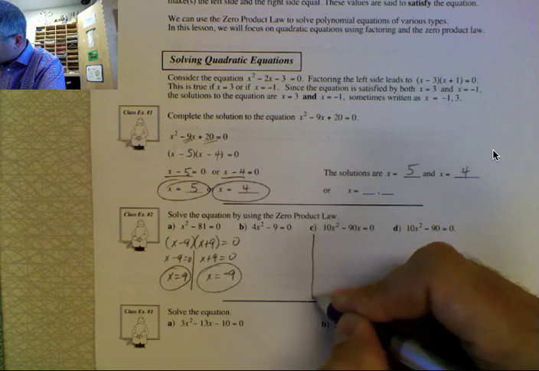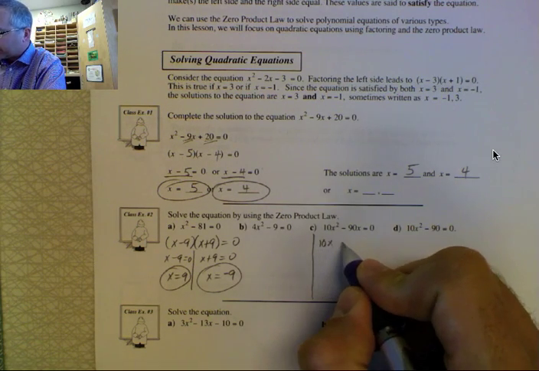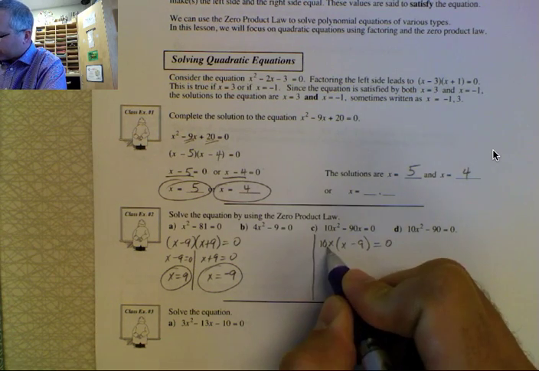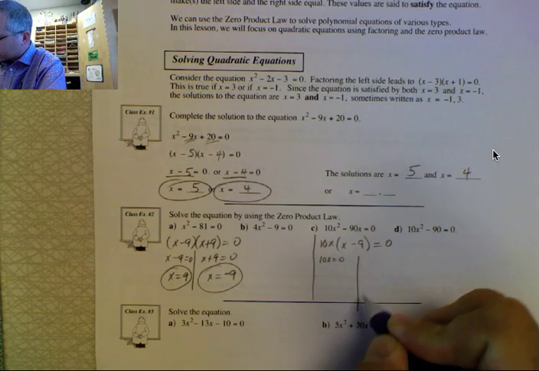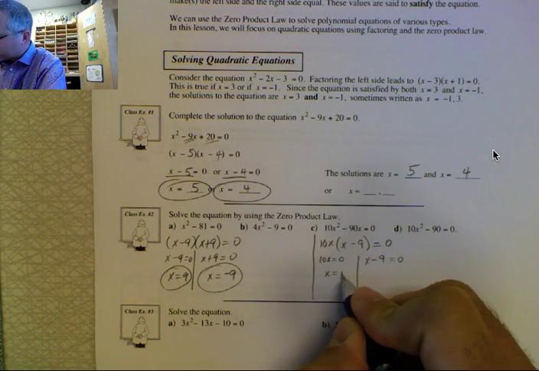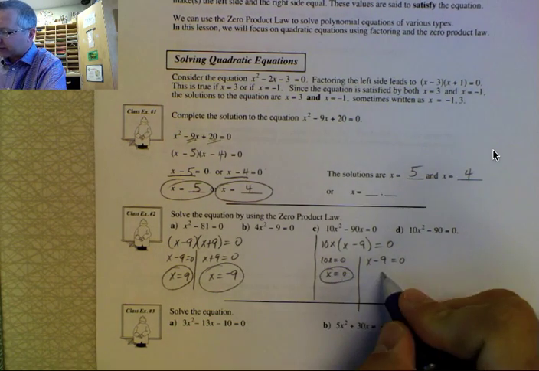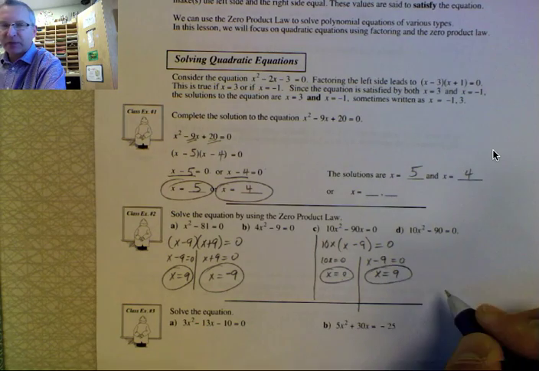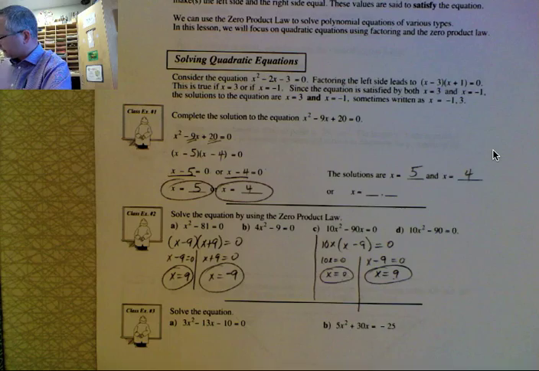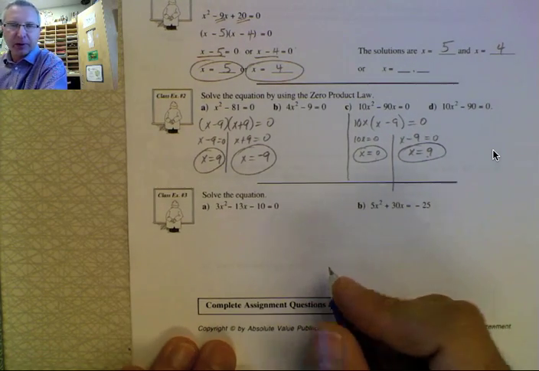If we look at part C, the first thing we can do here is take out a common factor. Our common factor is 10x, and we're left with x minus 9. So our two factors are 10x equals 0 and x minus 9 equals 0. If we solve the first one, we get 0 as an x-intercept, because 0 divided by 10 is still 0. Our second x-intercept is at 9, because if you add 9 to the other side, there's your x-intercept. All right, a couple more examples before we do a bit of a problem.